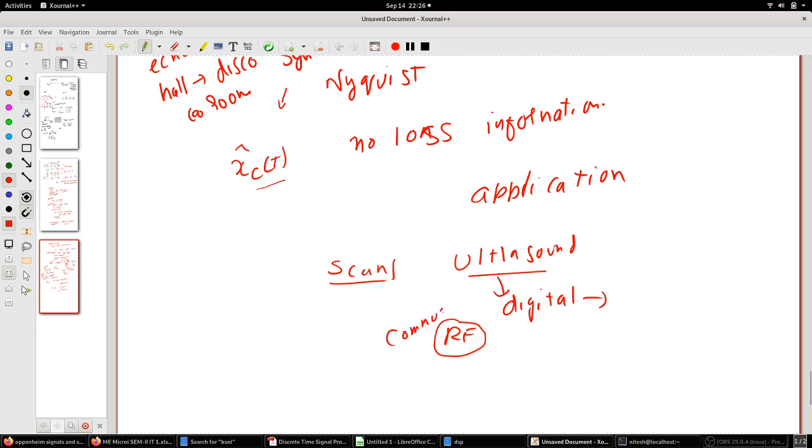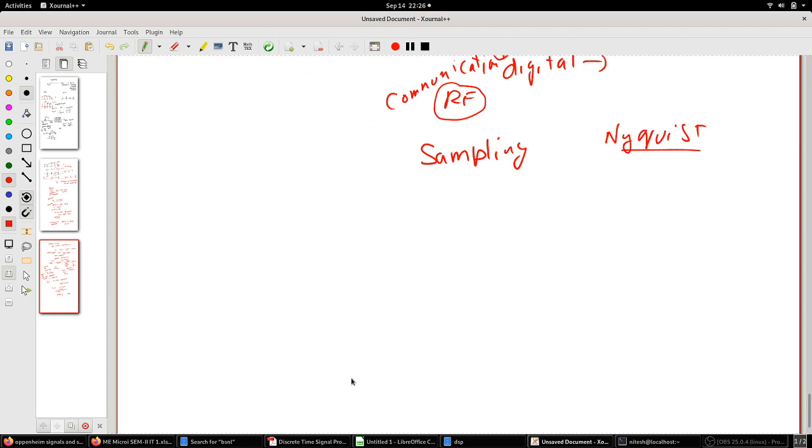So everywhere the first step to converting it into digital is your sampling, and when you are sampling it, the Nyquist criteria is important, which says that when you are sampling any signal, you have to find out what is the maximum frequency content of that signal, and then sample it at twice the maximum frequency content, at least minimum twice. Okay, clear?